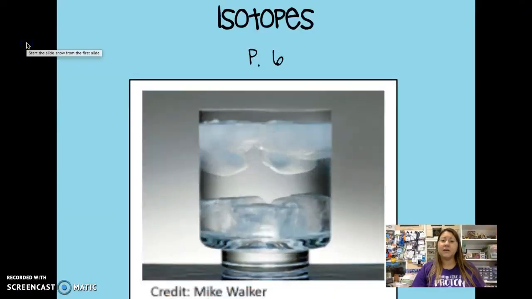Hey, super scientists, we're looking at page 6 in your lab notebook, and we're going to be talking about isotopes. Take a look at this picture here. So you have a glass of water, and you have some ice cubes in it. But notice there are some ice cubes at the top and some ice cubes at the bottom.